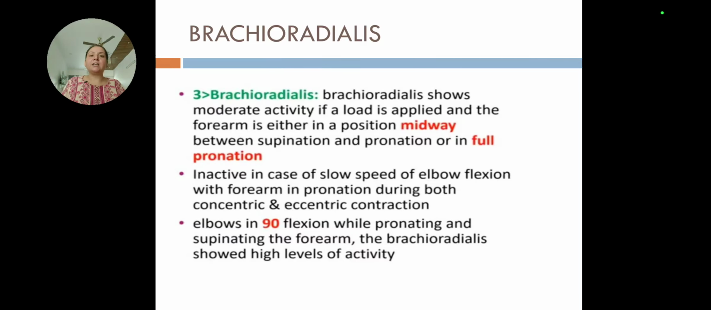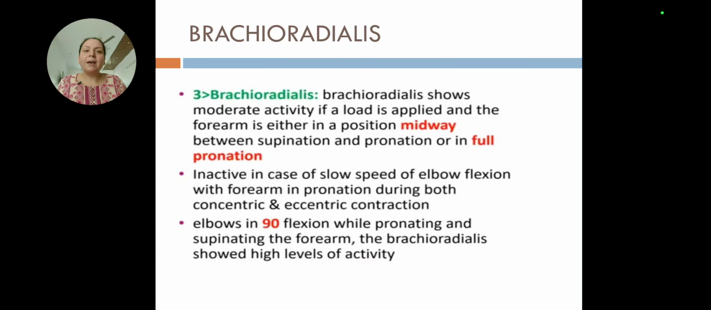Brachioradialis shows moderate activity if the load is applied and the forearm is either midway between supination and pronation or in full pronation. In pronation, this brachioradialis will work. So it is inactive at slow speeds. It will not work at slow speed or isometric contraction. It will only work when more force needs to be produced at high speed, whether it is concentric or eccentric. Elbow is at 90 degrees, and while pronating or supinating, brachioradialis will come into play. Fine.